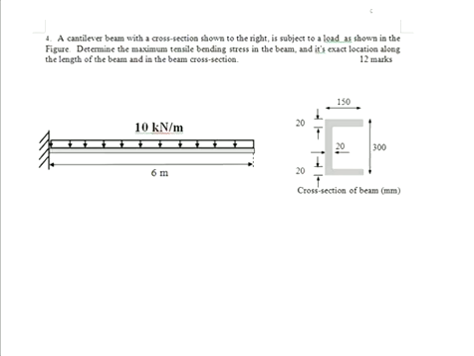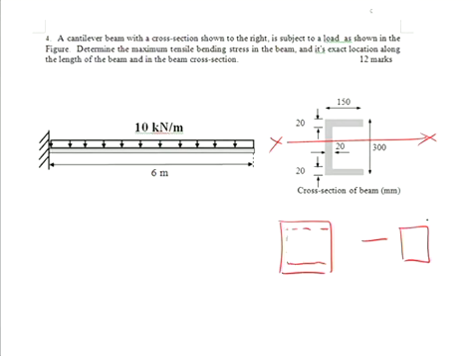The last question again was done relatively well. Where people had issues, they didn't recognise the section was symmetrical about the xx axis. You didn't need any shift values in there. All you needed to do was BD cubed minus bd cubed, irrespective of your shape, and then apply the My over I formula, knowing that the biggest moment here was at the support.